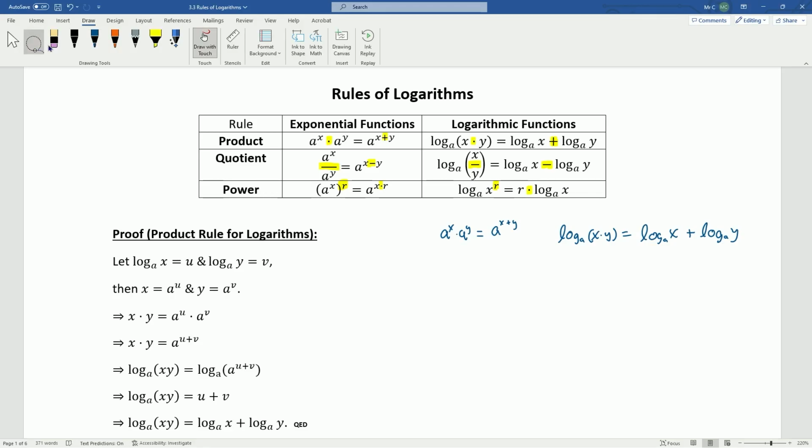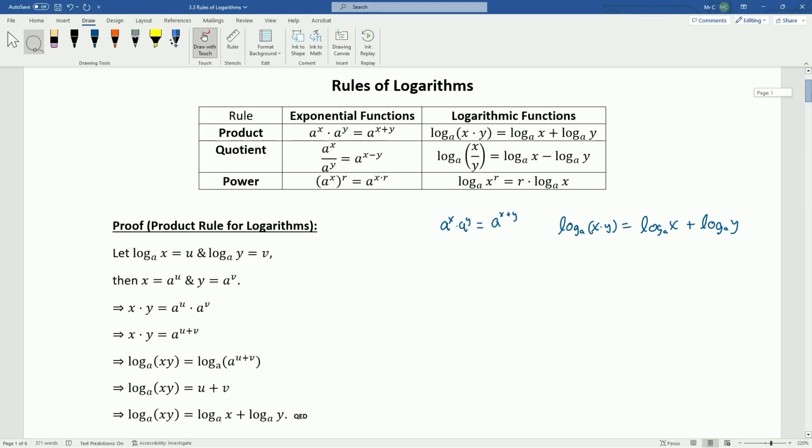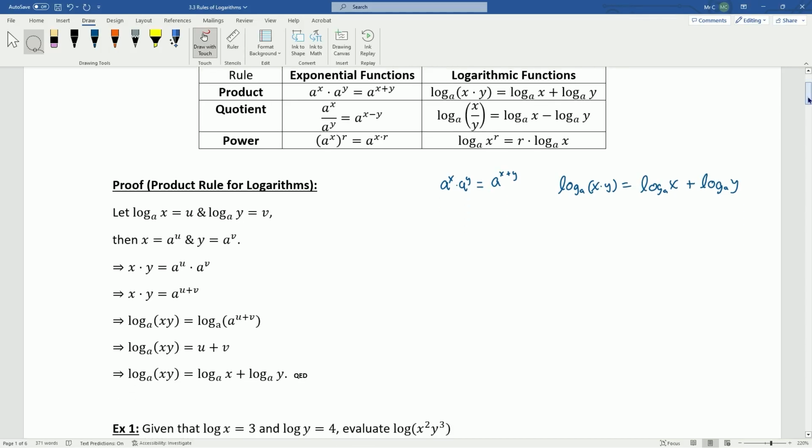Now with that being said, the justification I've given here isn't really a proof, right? It's not rigorous, it's just the gist, the idea. So we're going to prove one of these rules rigorously, and that's going to be the product rule for logarithms, and the proof of the other two rules is very similar.